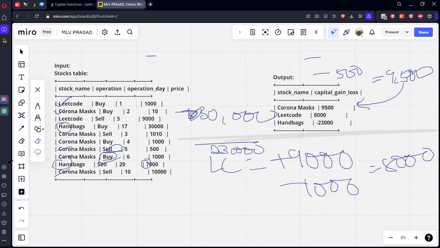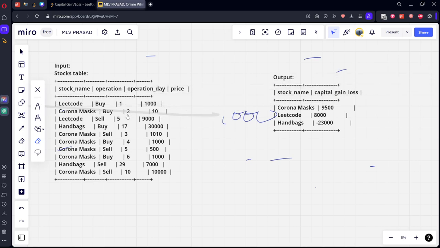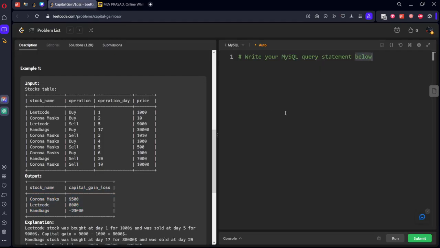So what we need to do is group by the respective stock names. If it is buy, we need to make the price negative. If it is sell, it should stay the same. So we can use a CASE WHEN statement such that if it is buy, make it negative, if it is sell, leave it as it is, and then do the summation of everything. Let's write the code for that.